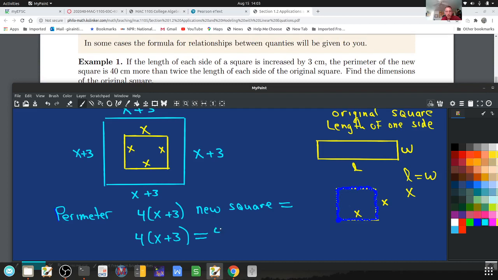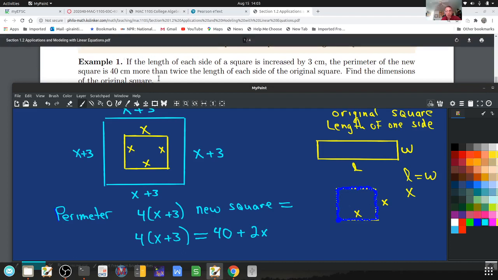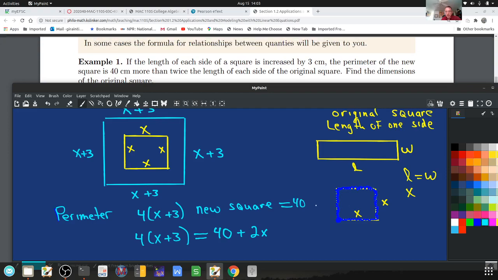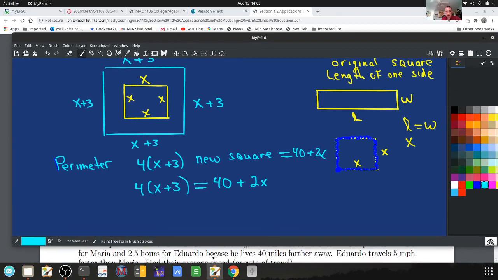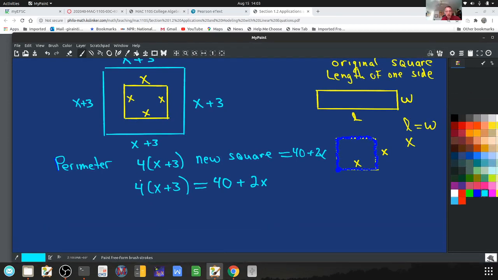So it's 40 plus 2x. It's 40 centimeters more, so that's 40 more than 2x. And lo and behold, I have an equation. And now all I have to do is solve for x. So let's go ahead and solve. 4 times x is 4x. 4 times 3 is 12. Is equal to 40 plus 2x.